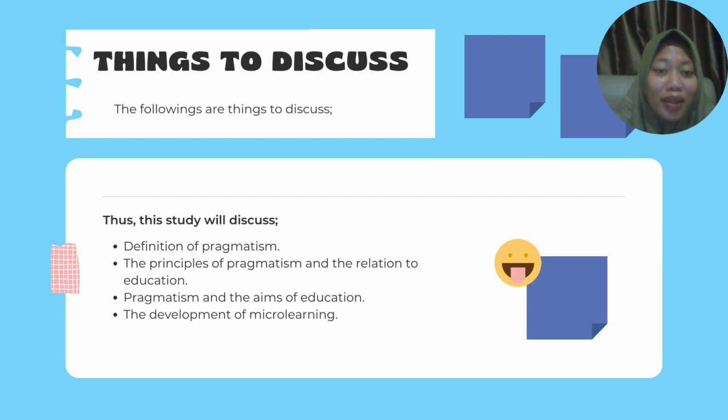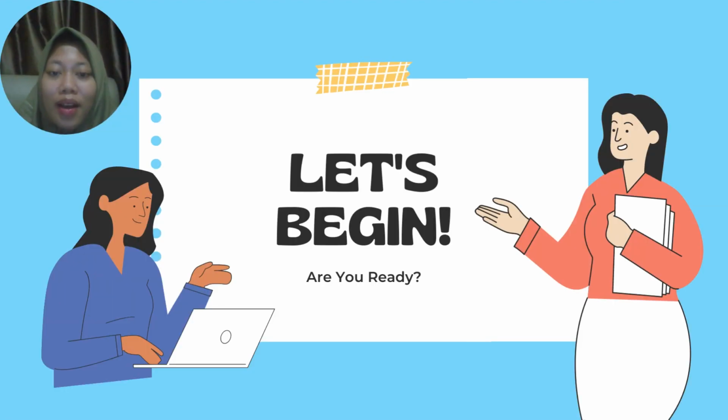So these are the several things to discuss. The first one is the definition of pragmatism. The second one is the principle of pragmatism and its relations to education. Then pragmatism and the aims of education. And the last one is the development of microlearning. So let's begin with the first one, which is the definition of pragmatism.